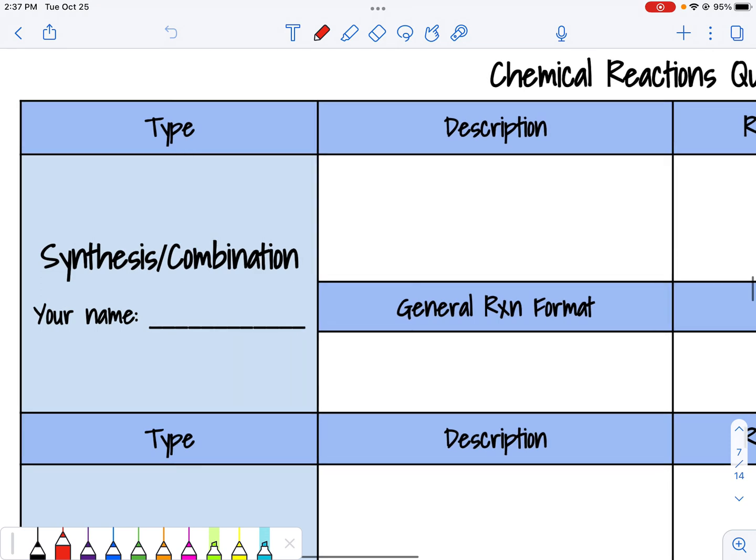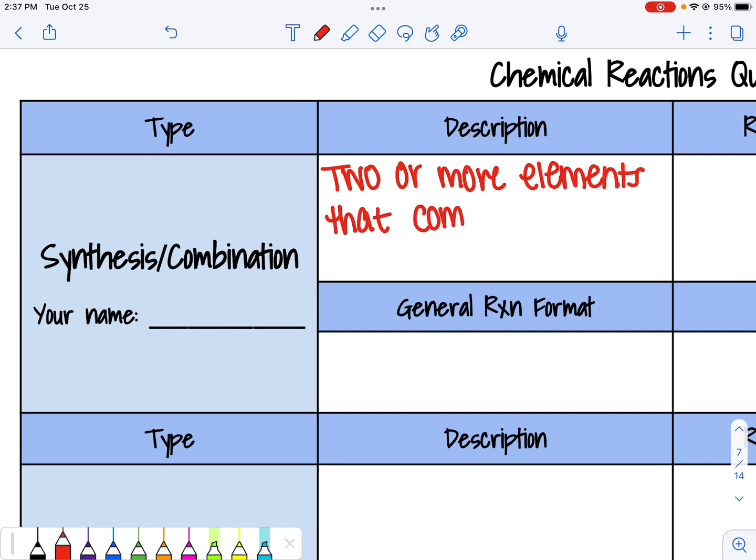So if we're thinking about a synthesis or a combination reaction, it literally tells you what the reaction is in the name. It's combining all of your elements together to produce a compound at the end. So for our description, you can have two or more elements that combine to make one product.